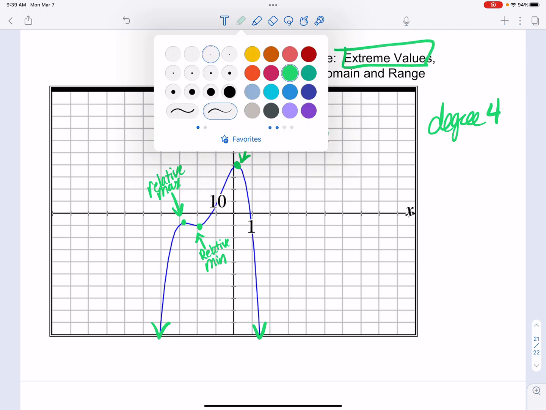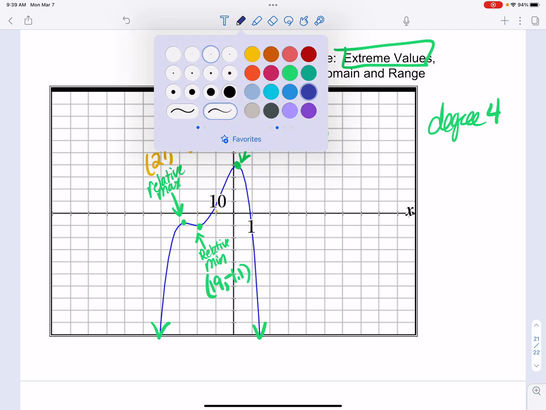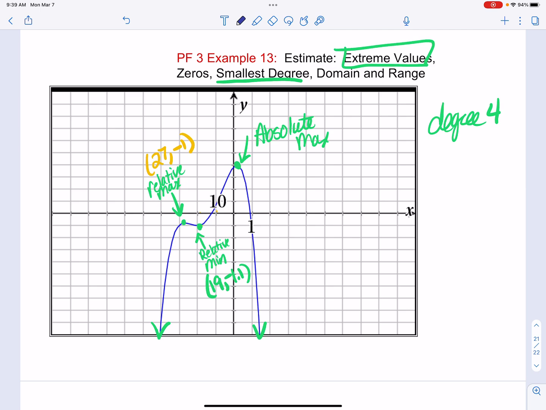And it says estimate. So if I estimate this point, this is going by tens, 10, 20. I'm going to say this point is like 27, comma, -1. I'm going to say this point right here is like 19, -1.1. It's an estimate. And then this last point looks like it's pretty decently close to 0. So I'm going to say like 0.2, comma, 40-ish.